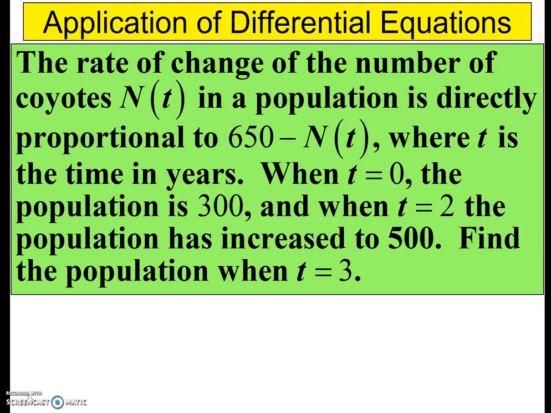So here is an application. The rate of change of the number of coyotes in a population is directly proportional to 650 minus the number of coyotes, where t is the time in years. When t equals 0, the population is 300. When t equals 2, the population has increased to 500. Find the population when t is 3.